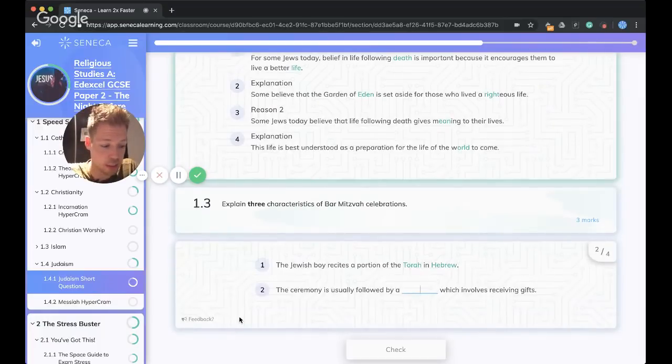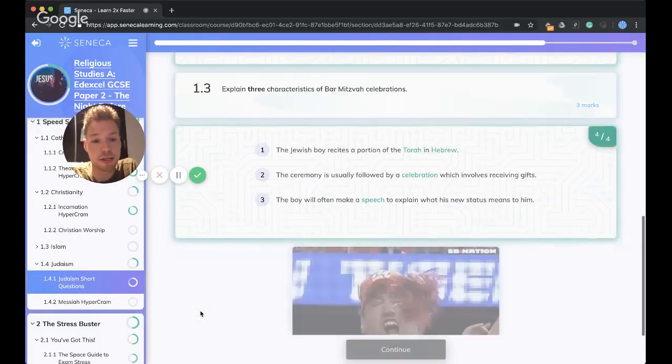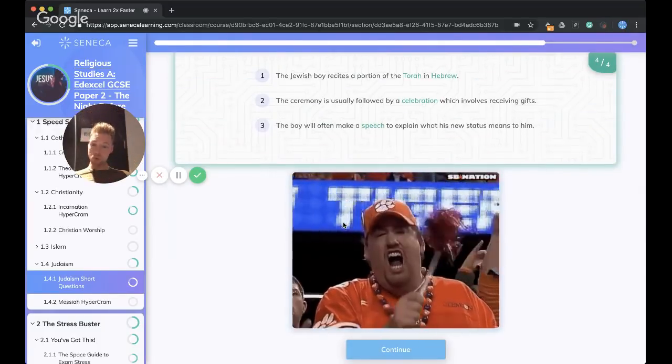The ceremony is usually followed by a celebration, which involves receiving gifts. Everyone loves a nice little gift. The boy will often make a speech to explain what his new status means to him. Boom! And there we are.